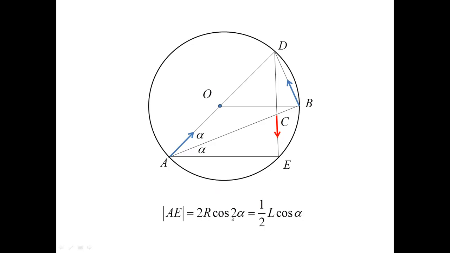Second, I look at the triangle ACE and observe that from this triangle AE is equal to AC, which is half L times cos alpha. If I look at this equation, I can recognize that this equation coincides with the one derived from equilibrium equations of the previous solution. Thank you very much.